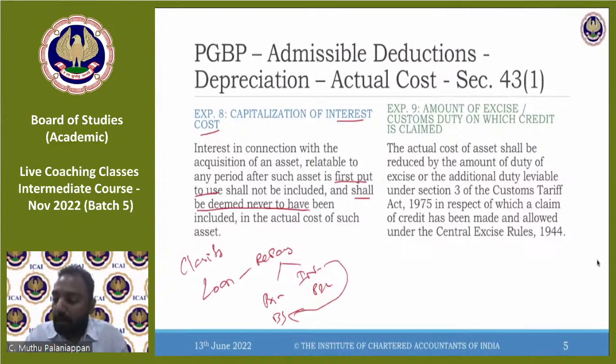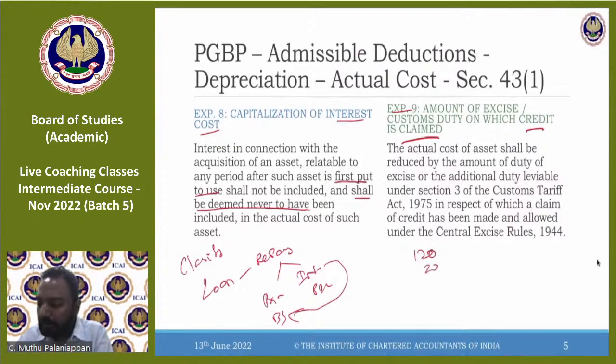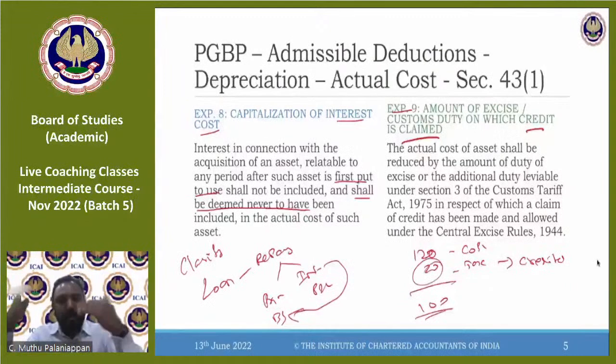Next, explanation 9. What about the customs and excise on which you have claimed credit? Something like your GST. So what happens in GST? You may claim credit, right? Now, if you have taken the credit, then that cost should not be part of your actual cost. Logically correct, right? So when I say my asset cost is 120, out of 120, 100 is cost, 20 is tax. Now this is credited back. So I get back this 20. So what will be my actual cost? Only 100. Because this 20 I've got back. How can this be my cost? So my actual cost is only 100. So whatever relates to excise or customs, in which credit is claimed and obtained for that particular asset, can be adjusted. That does not form part of your actual cost.